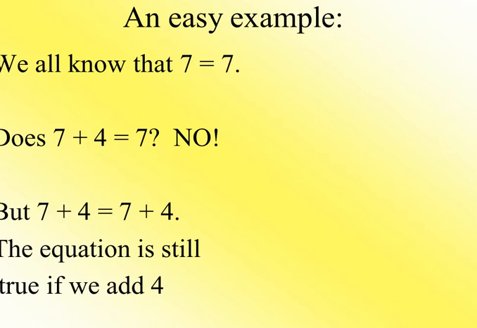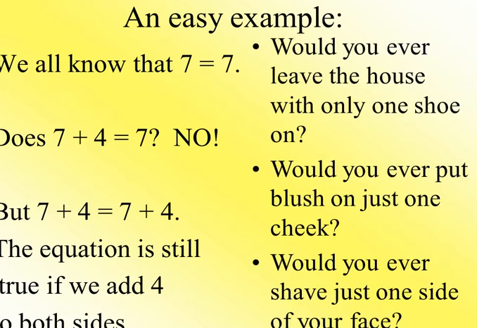Now, again, some of you will think I'm weird with some of these examples I use, but that's okay, because this is kind of the way I look at equations. Would you leave the house with only one shoe on? I hope not. Or would you just put blush on one cheek? Or would you just shave one side of your face? It's the same idea. Whatever you do to one, you need to do to everything to make sure everything looks right. It's the same thing with math. If you only do it to one side, or you do different things to different sides, that's going to look kind of odd. So it's something you definitely want to keep an eye out on.